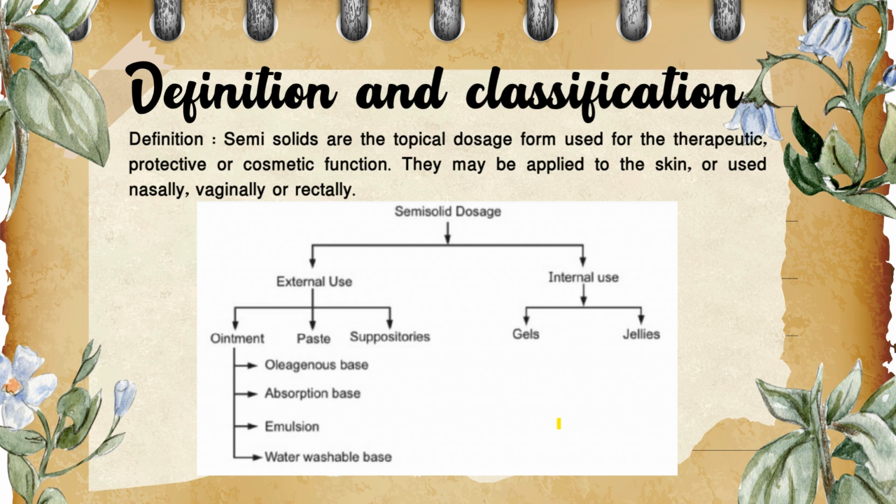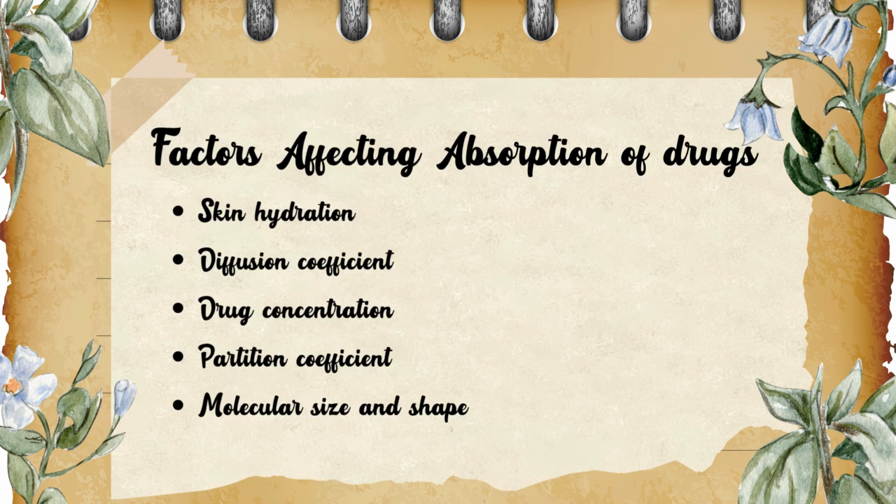External use is again classified into three types: ointment, paste, and suppositories. Ointment usually will be in an oleaginous base. Factors affecting drug absorption: one is skin hydration, second is diffusion coefficient, third is drug concentration, fourth is partition coefficient, and fifth is molecular size.